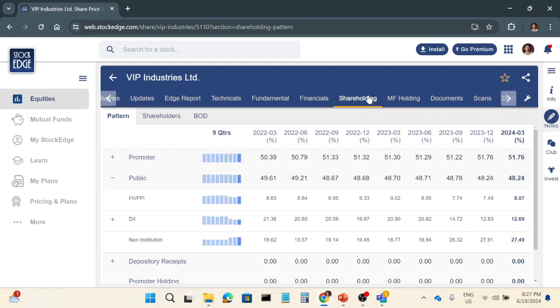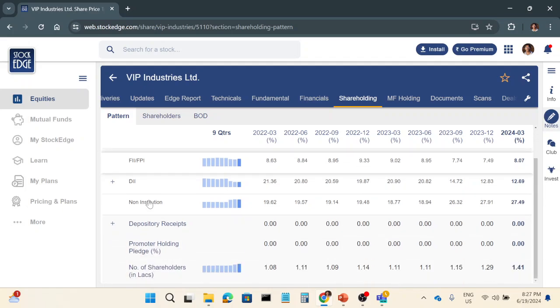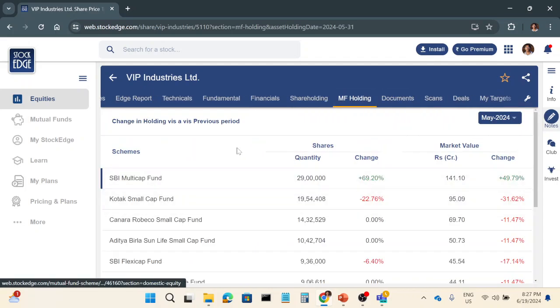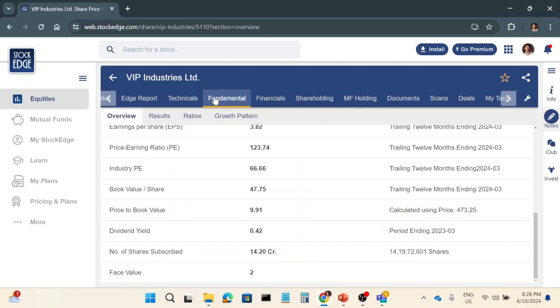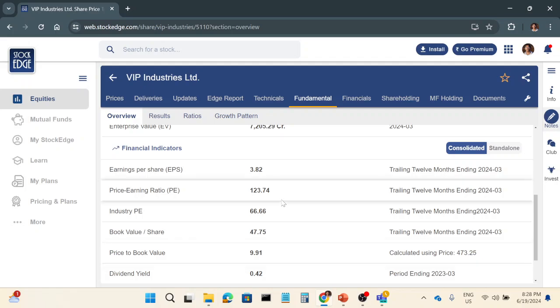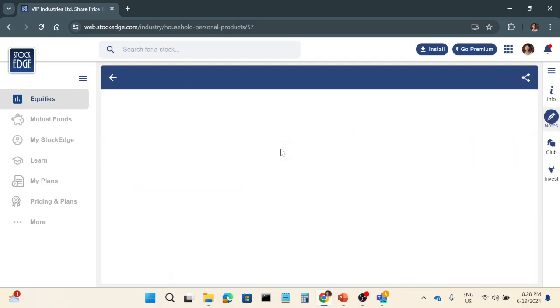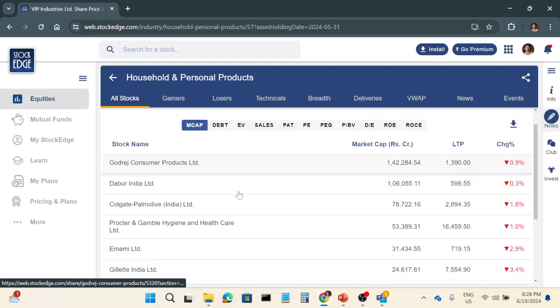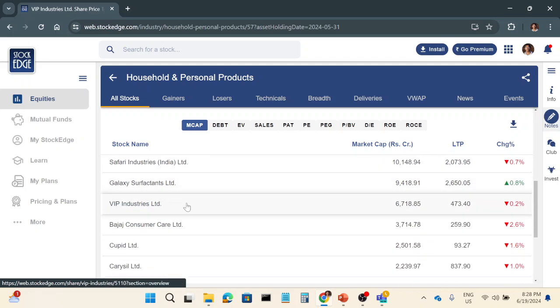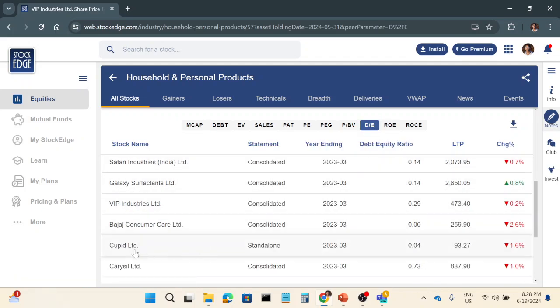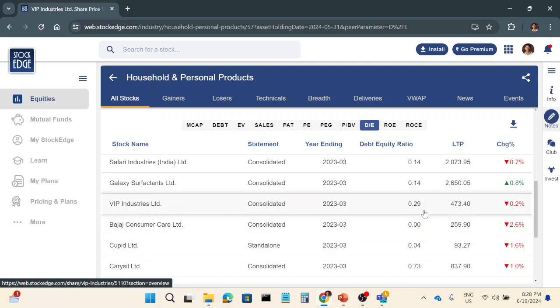And if you look at the shareholding pattern, we see that FII has invested in this and there is no promoter pledge. And mutual funds also have invested in this. As I mentioned earlier, there might be some mutual funds which have increased their stake, some would have reduced their stake, which is still okay for us. Let's see the debt in this company if there is any. We'll click on the industry here, and then VIP is here. Debt is 0.29, which is less than 1, which is good for us.